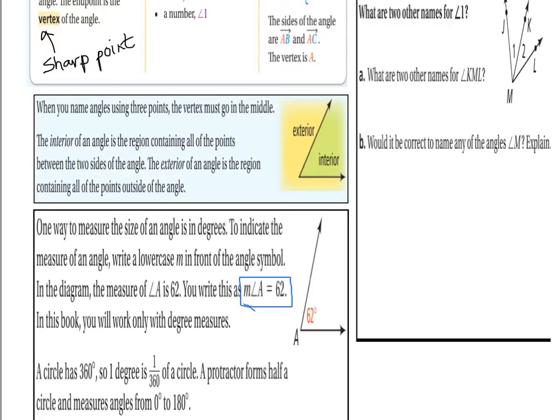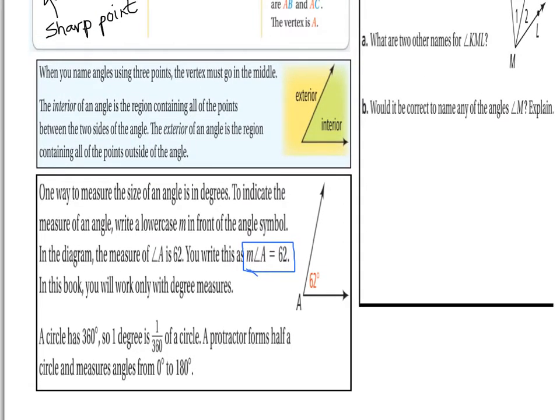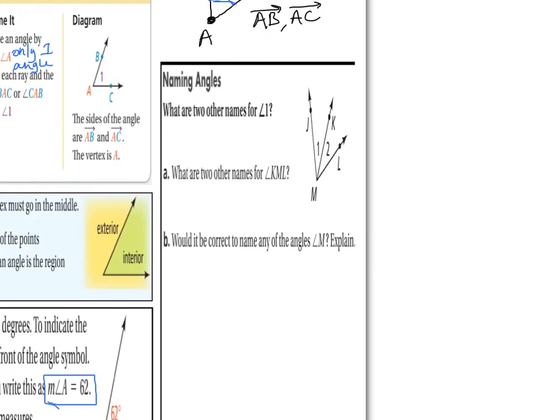Now, as you continue here, it says a circle has 360 degrees. So 1 degree is 1/360th of a circle. A protractor forms half a circle and measures from 0 to 180 degrees. So right now, the angles that you're going to see are going to measure anywhere from 0 to 180 degrees. Let's take a look at these couple of examples.